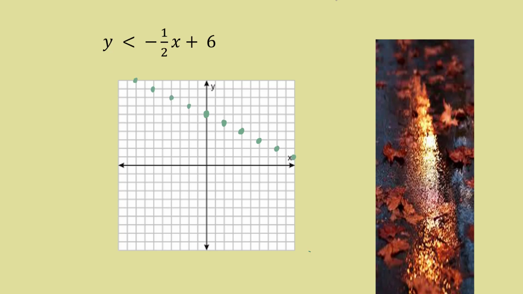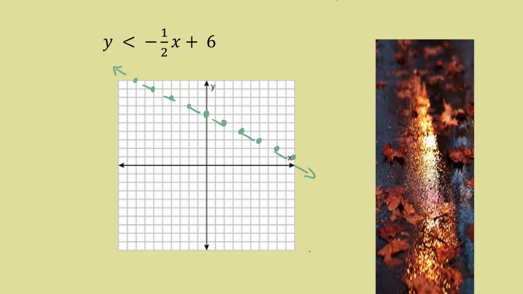But now, we need to figure out what kind of line this is. If you remember earlier, we said that if it's not included, it's going to be a dotted line or a dashed line. That tells me that the points on this line are not actually part of the answer, but it's the closest that we can get.